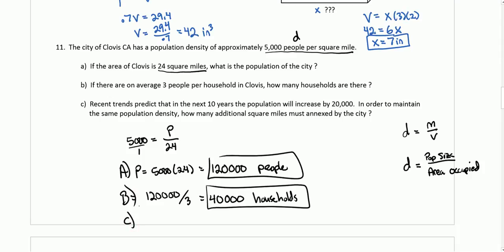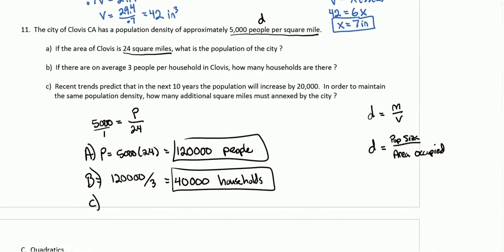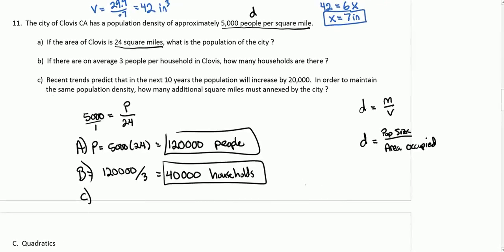And then part C, recent trends predict that in the next 10 years the population will increase by 20,000. In order to maintain the same population density, how many additional square miles must be annexed by the city? So if we add 20,000 to our population, we're going to have 120,000 originally plus 20,000 more, divided by, I'll say, the area, and we want to keep the same population density, which is 5,000.